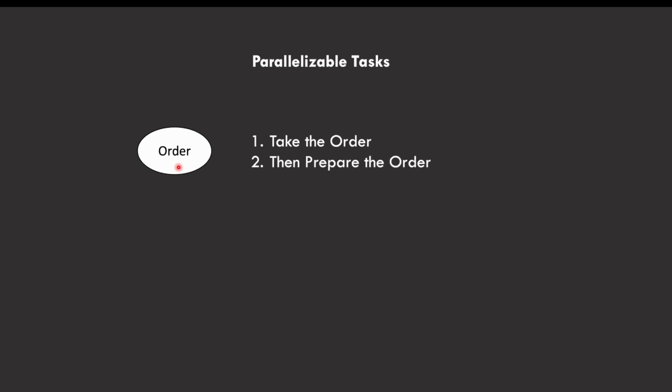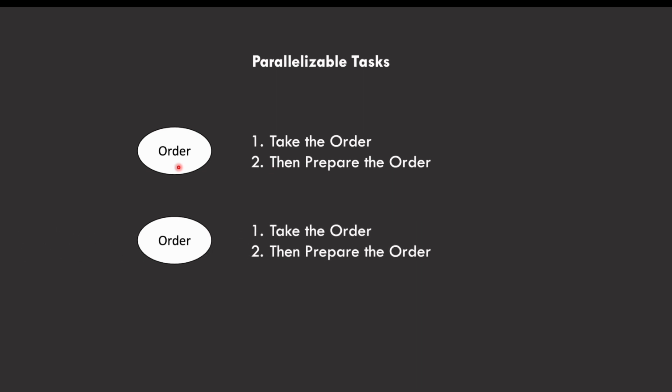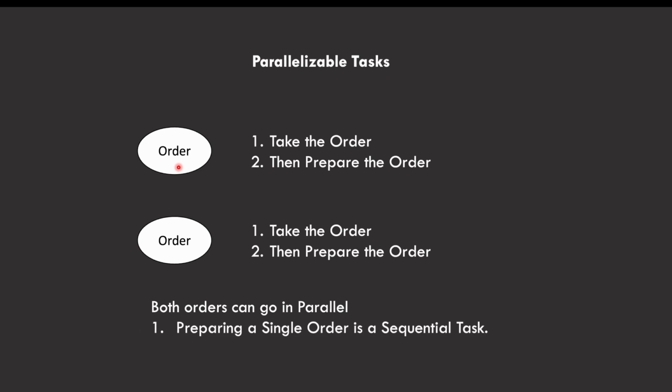These are sequential tasks. However, if you have another order, which is again take the order and prepare the order, you can prepare these 2 orders parallelly. You can prepare order 1 and order 2 parallelly, like we saw in our restaurant example before, right? Both orders can go in parallel. So preparing a single order is a sequential task, which we looked into earlier. However, preparing multiple orders is a parallelizable task, because these orders are independent of one another, right?